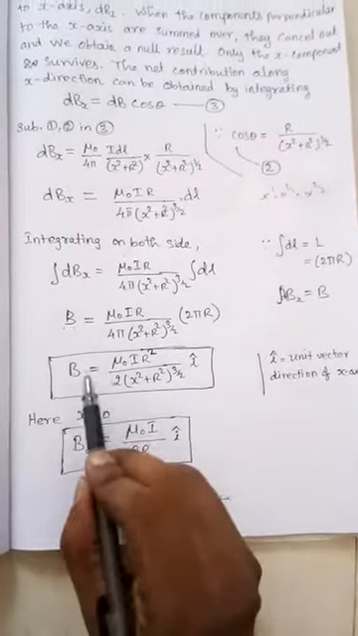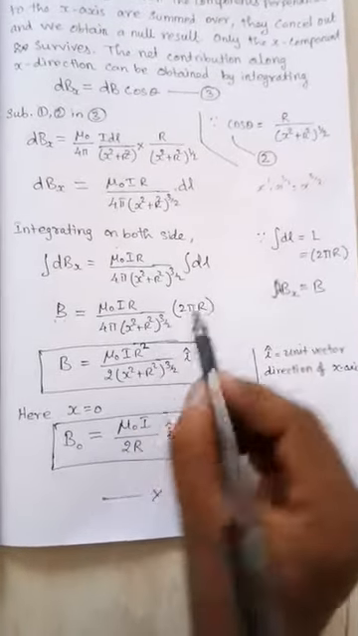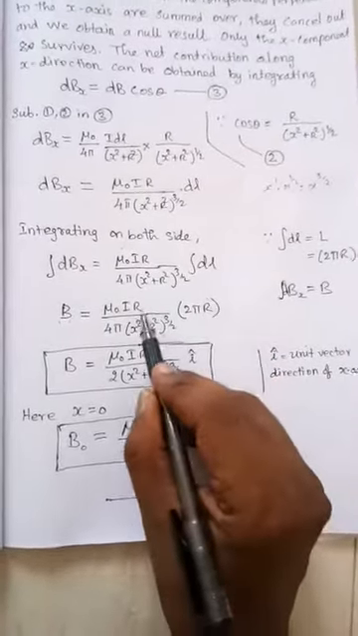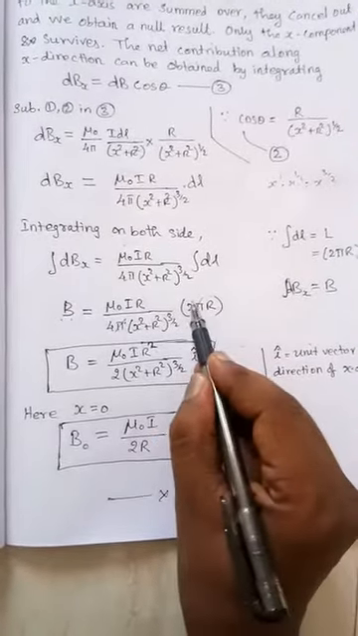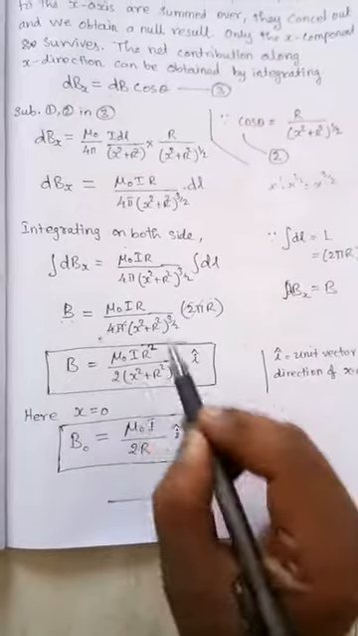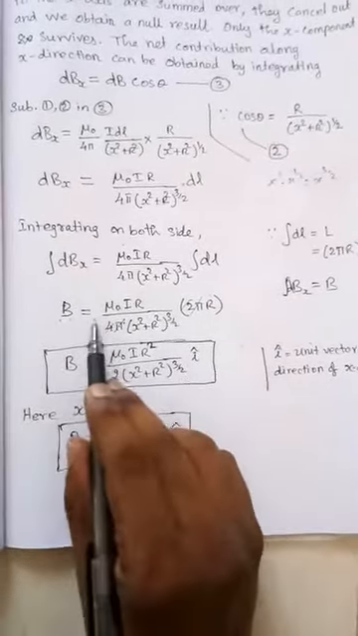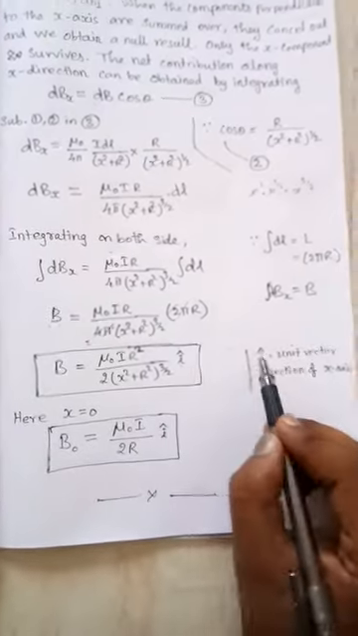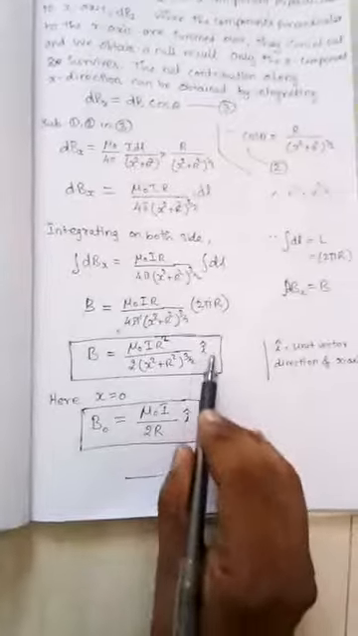So now B is equal to mu naught I R square, the pi cancels and 2 times 4 leaves 2, divided by 2 into x square plus R square whole power 3 by 2, in the x direction. So it is an i vector, where i cap is the unit vector in the x-axis direction. So this is the vector form.